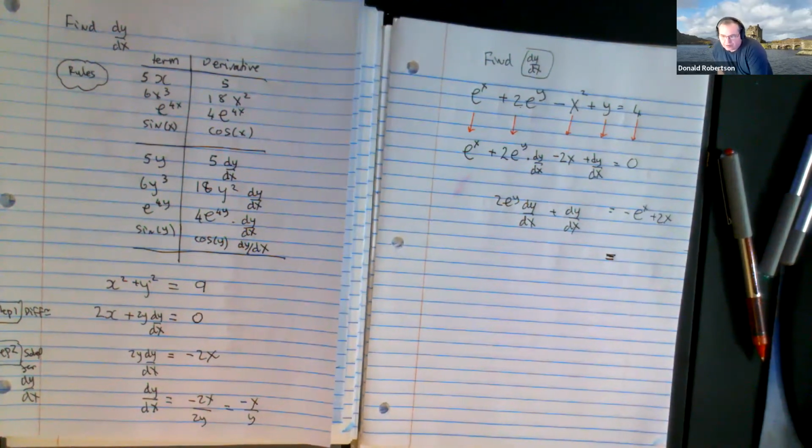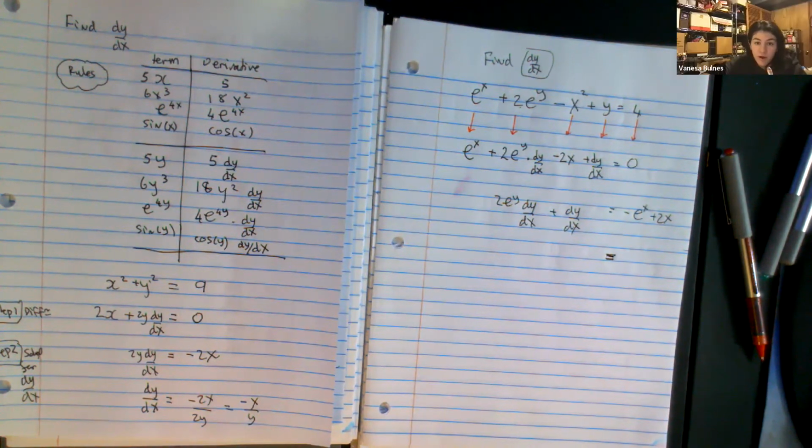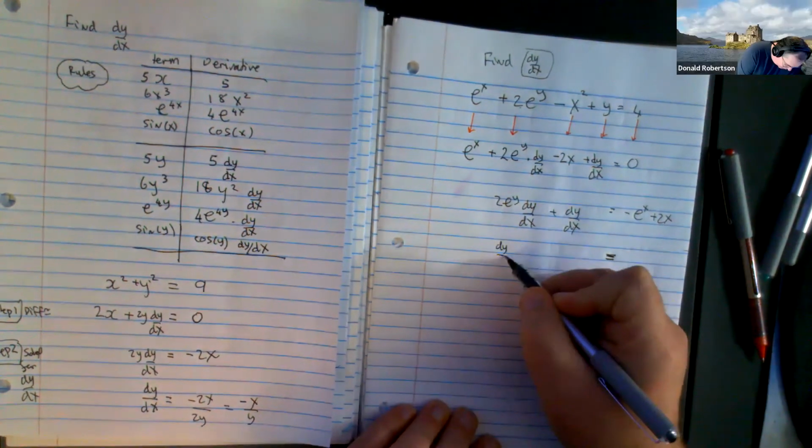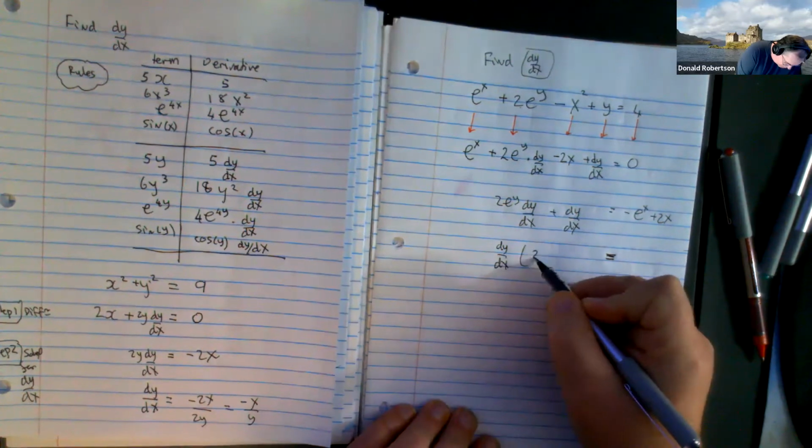Pretty standard thing you do next. You kind of do it every time. What do I do next? Factor the dy and dx out. Do it. And that leaves me with 2e to the y plus 1.